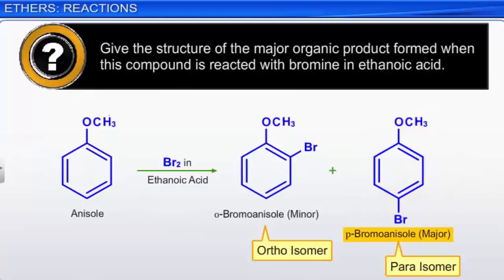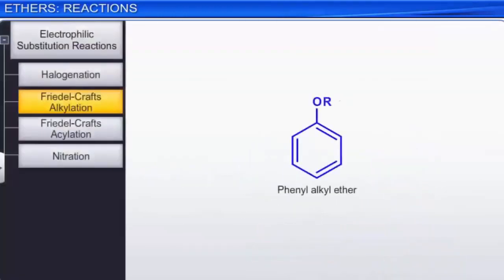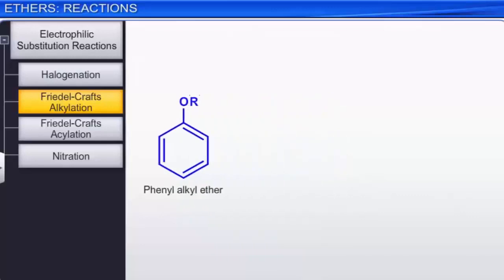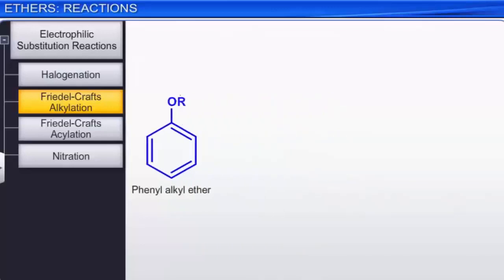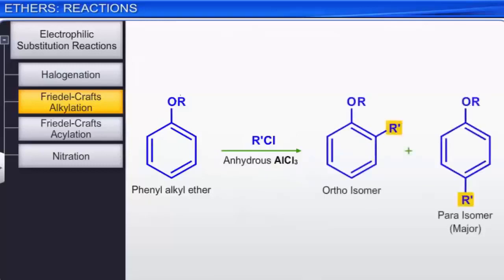Phenyl alkyl ethers will undergo Friedel-Crafts alkylation. Phenyl alkyl ethers react with an alkyl chloride in the presence of anhydrous aluminium chloride, a Lewis acid, and result in the formation of ortho and para isomeric products. The alkyl group of the alkyl halide will attach to the benzene ring at either the para or the ortho position.